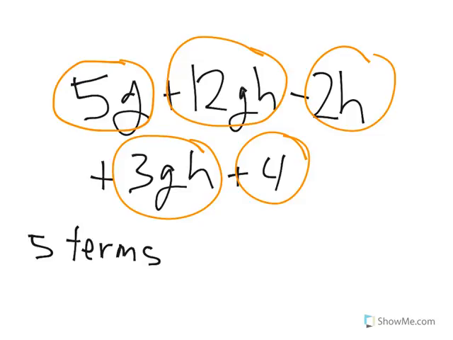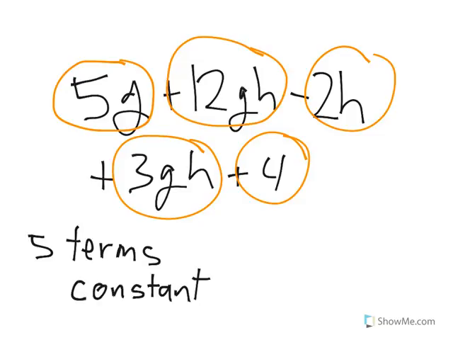So this has 5 terms, right? What is the constant here? Anybody know? Is there a constant there? Is there a constant here? Okay, come over here, behind Stefan. Is there a constant here?